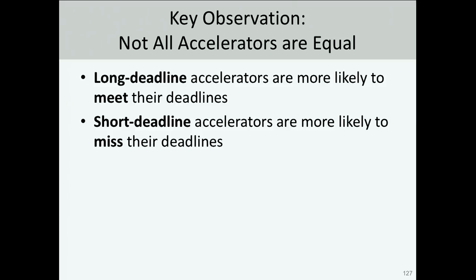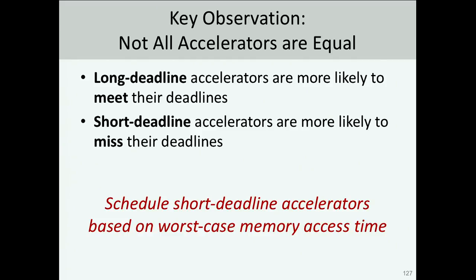You need to know your accelerator. You need to know its progress rate. And these different accelerators are also different. Long deadline accelerators are more likely to meet their deadlines because the deadline is long, whereas short deadline accelerators have very little time to meet their deadline, so any kind of interference actually destroys their performance. As a result, it's important to schedule the short deadline accelerators based on worst-case memory access time. So compute the worst-case memory access time, assuming all types of interference, and schedule them as early as possible such that you meet their deadlines. Because they're probably important accelerators, like an ABS, for example. You want very quick response time, right?